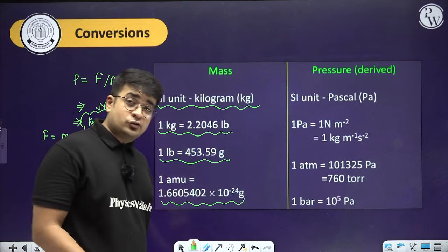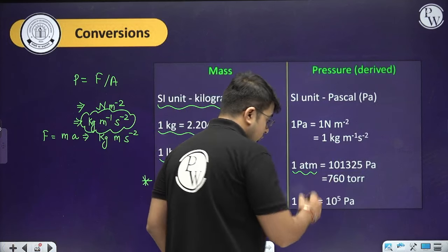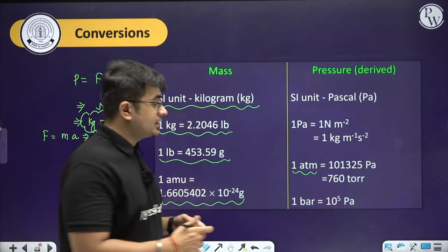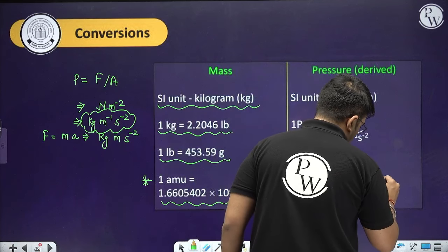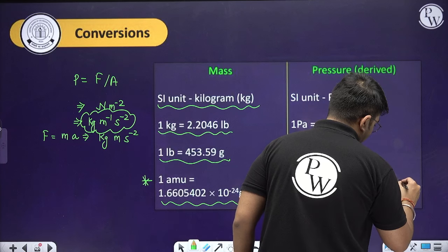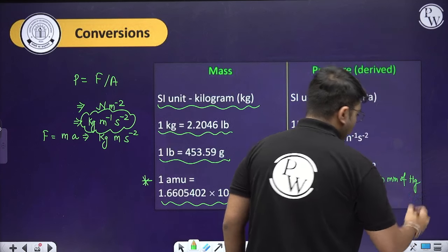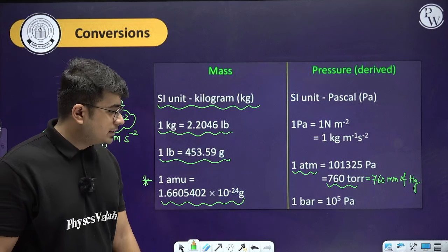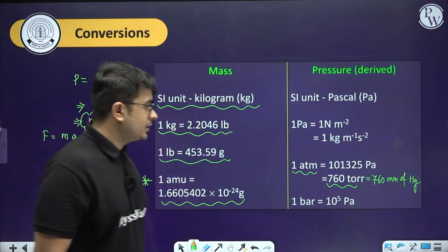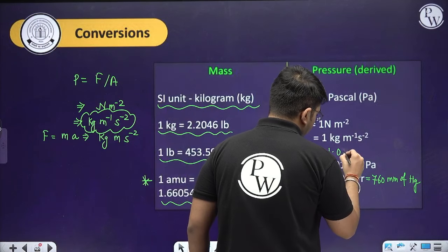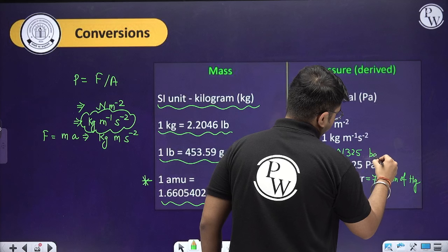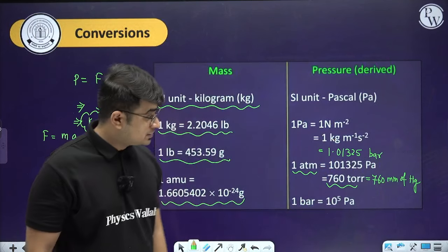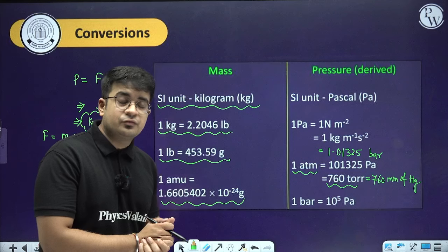In the same way, the next is ATM, the most important unit which we are going to use in the gaseous state chapter. 1 ATM is basically 760 torr, or equals 760 mm of mercury. It equals 101325 Pascal, or 1.01325 bar. From that you can correlate that 1 bar is equal to 10 raised to the power 5 Pascal. So these are some unit conversions you should know.